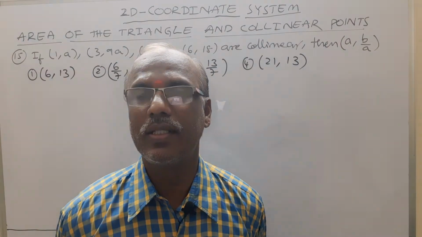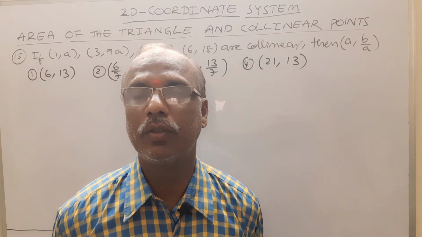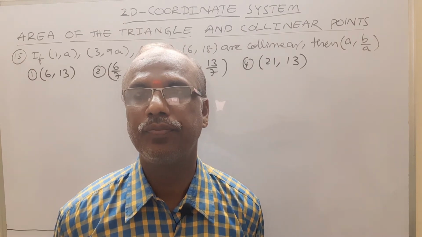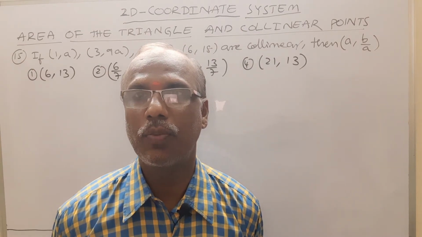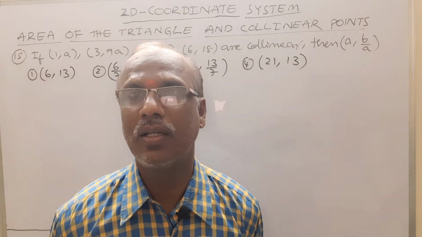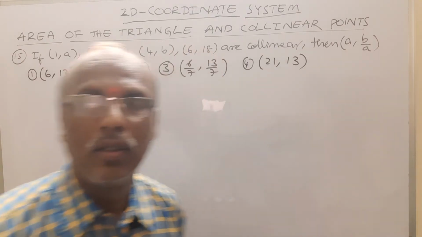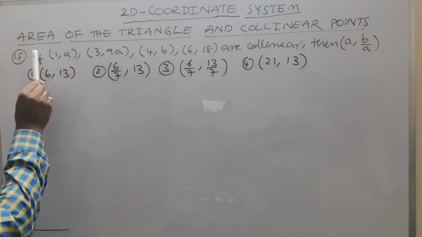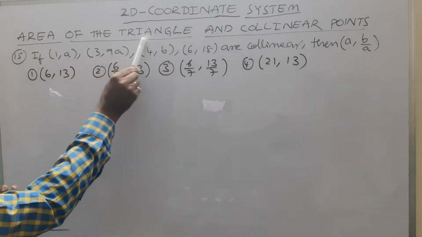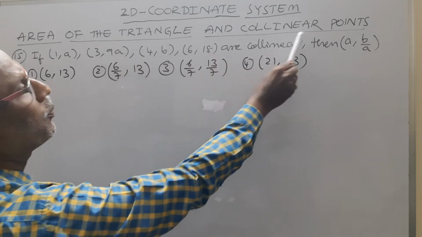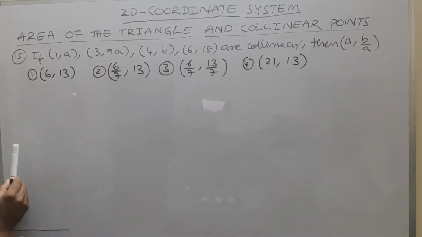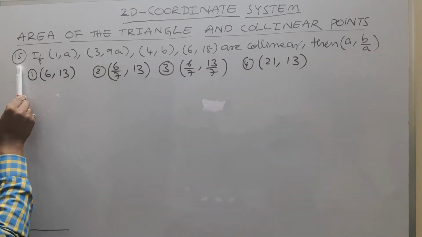In this video series, we discuss the 2D coordinate system, IIT JEE Mains part, question models, level 1 pattern type. Area of the triangle and collinear points, the model of questions. Here is question number 15.